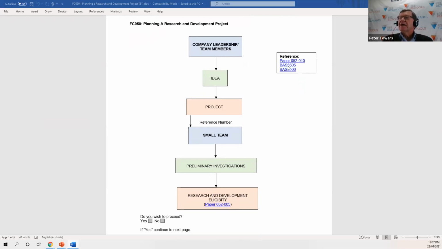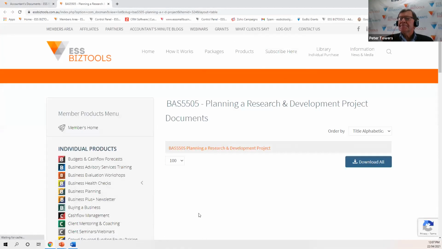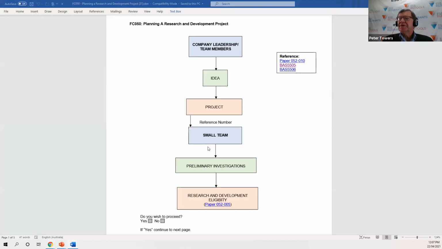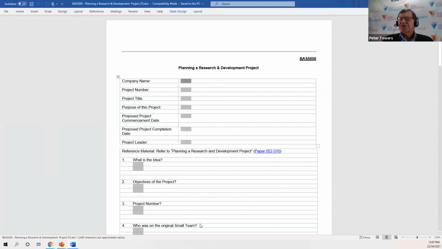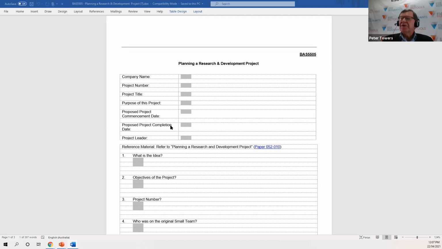We have some forms in the system, so I'm just going to show you one of those now. So we'll go into BAS 5505. This is the planning and research and development paper, which you will be able to view when I've put it into here. So you can now view the planning and research and development project paper.